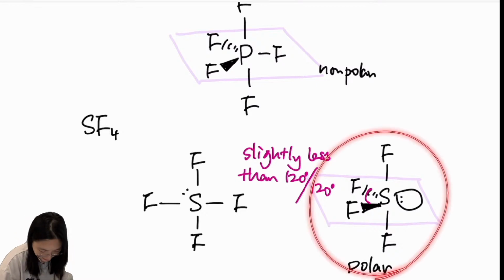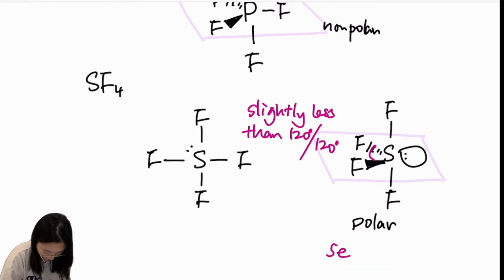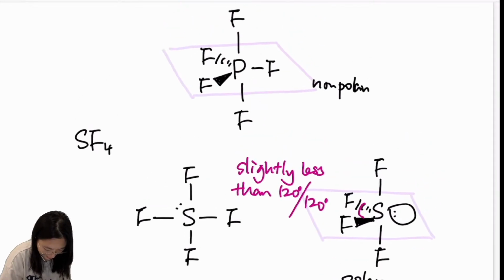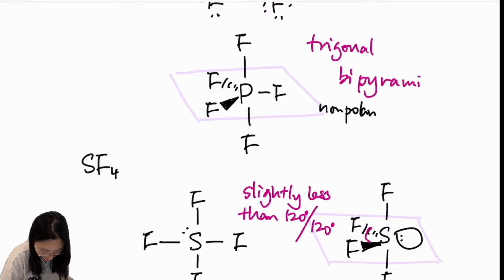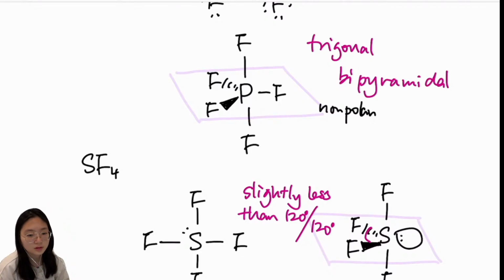Oh, so this is seesaw. Okay. And then this one is trigonal bipyramidal. Wait, bipyramidal. What about the octet rule? Okay, octet rule. Okay, wait. There are too many questions.